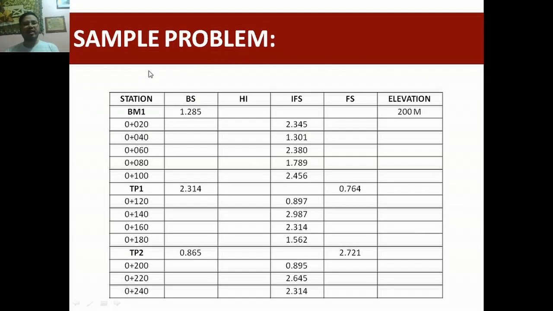Okay, so let us answer our sample problem. Let us say these are the data we obtained here. Since the solution is quite long, it would give us a lot of slides. What I will do is just share with you the pattern on how to obtain these elevations here, no?